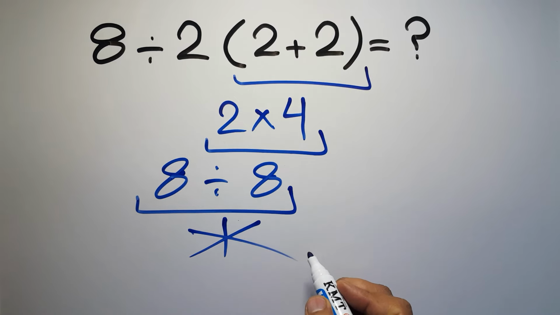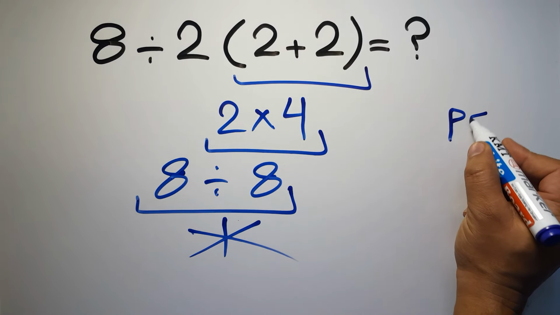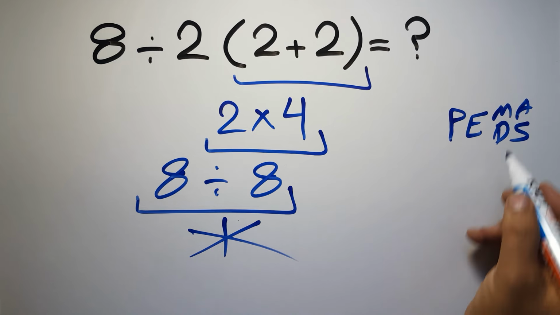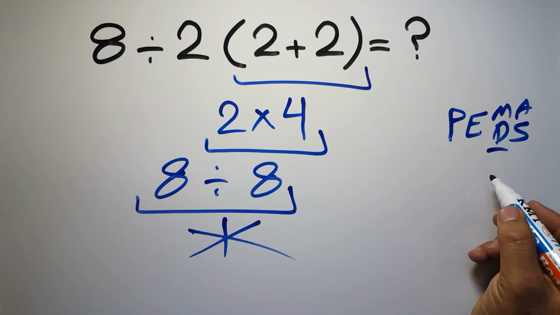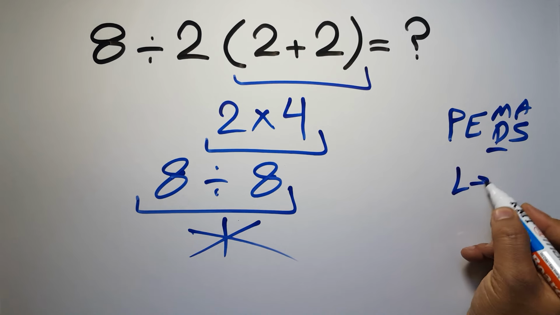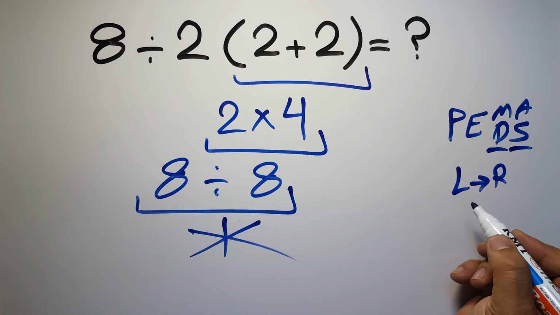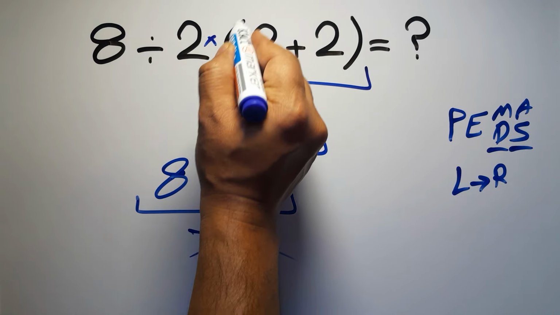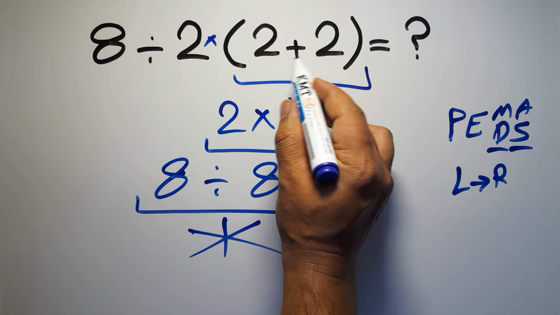Because according to the order of operations, first we have to do parentheses, then exponents, then multiplication or division, and finally addition or subtraction. Remember that multiplication and division have equal priority and we have to work from left to right. And the same applies to addition and subtraction. In this expression, we have one division, one multiplication, and one parenthesis. Inside this parenthesis, we have one addition.